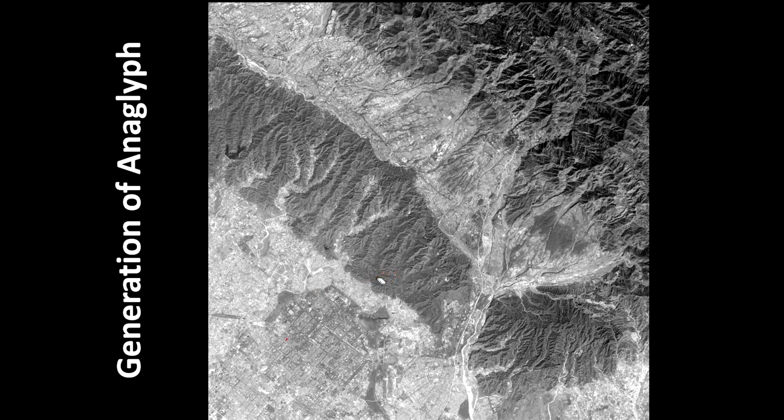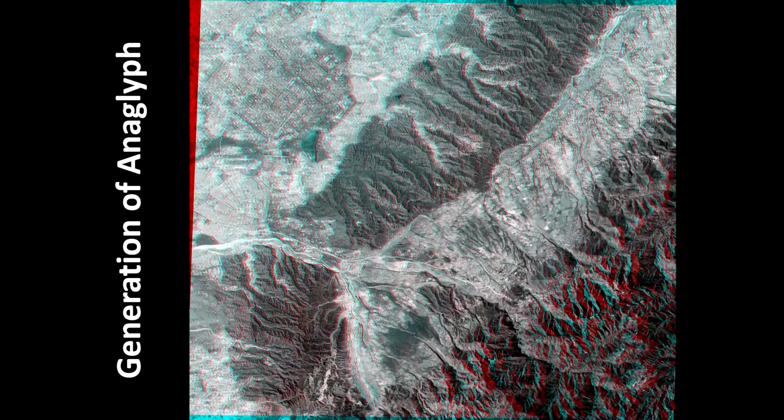So generation of anaglyphs we will teach you in one of the lectures, and so this is the anaglyph of that. If you use the 3D glasses, that is what we call the filter glasses of different colors, maybe red and blue or red and cyan color, that will help you in viewing this terrain in 3 dimension.